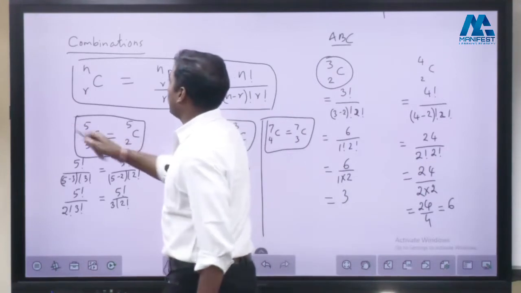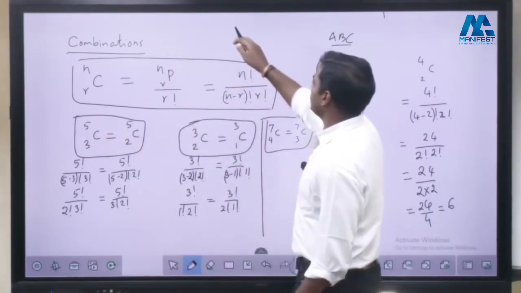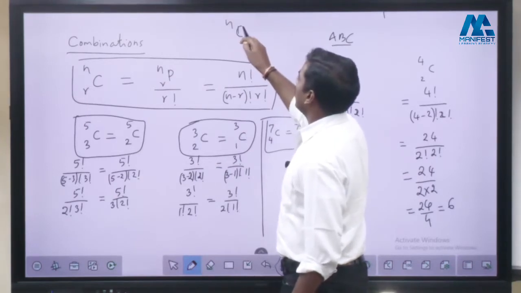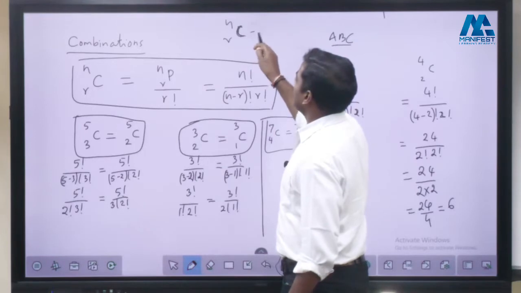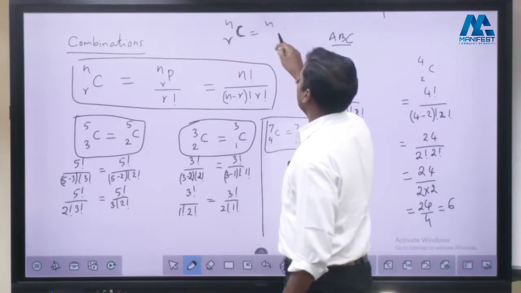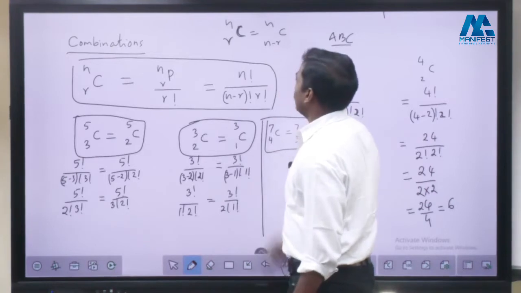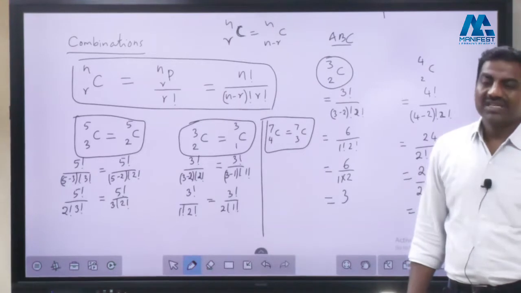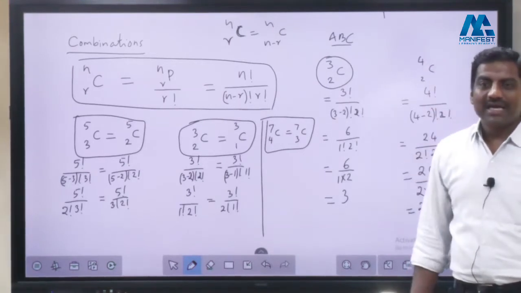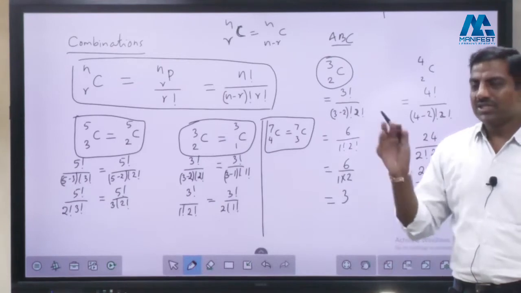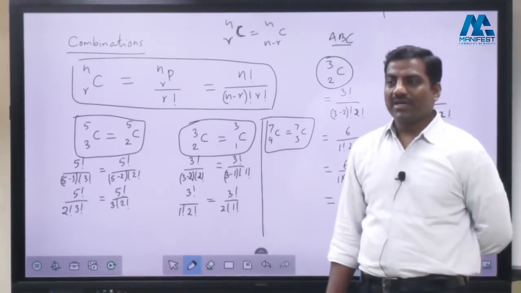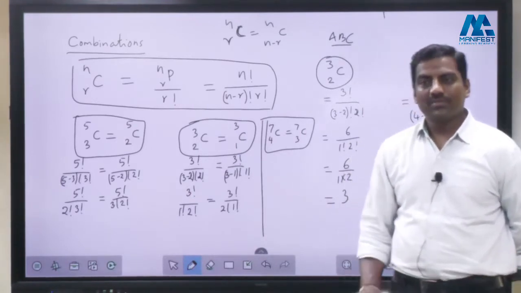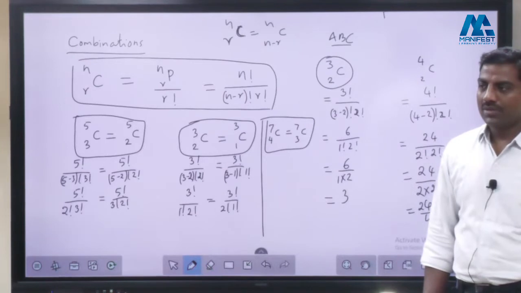You can write like this, or I'll write a short form of this. When you are calculating NCR, it is as good as NC n minus r also. Again, don't get disturbed with this N, C, R, P and all. Just try to understand the concept. What is the concept here? Selecting 2 out of 3 is as good as rejecting 1 out of 3. Understood? Yep. No problem.